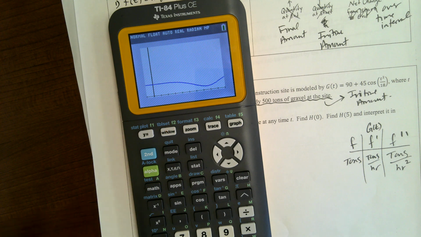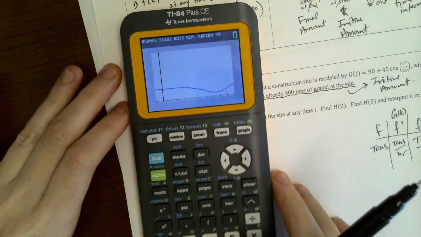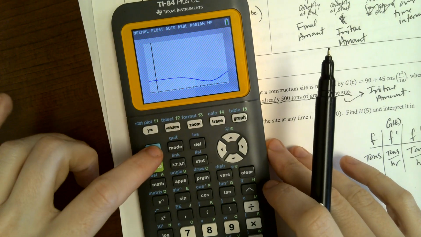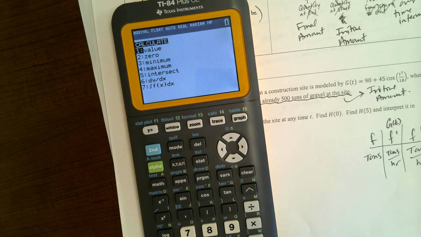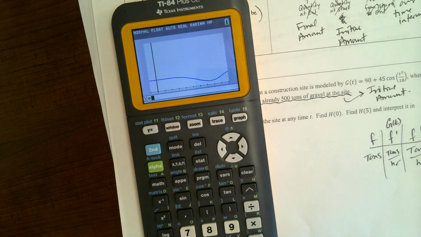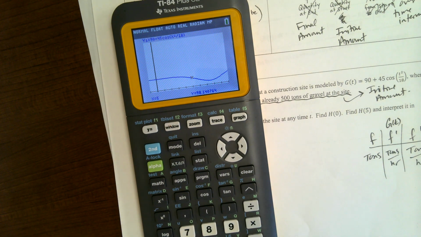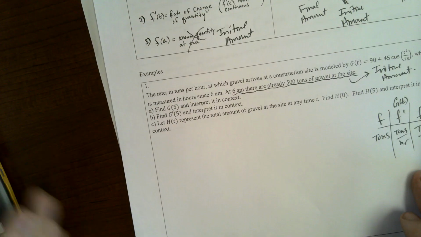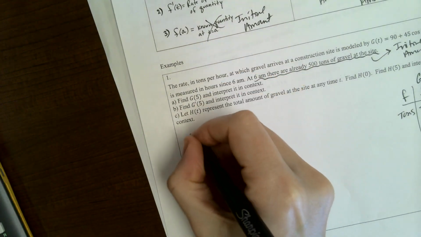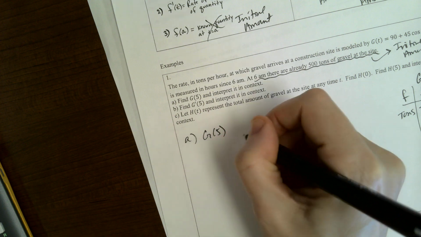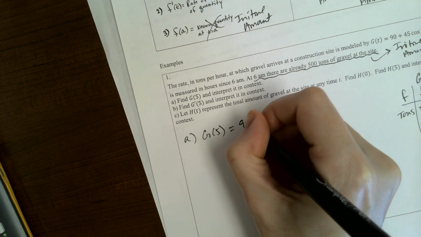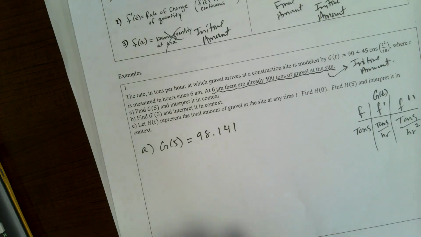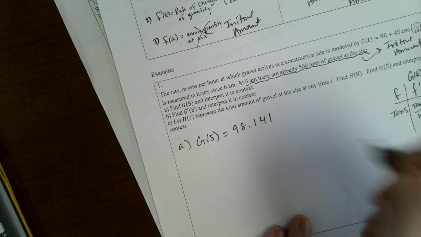Okay. All right, now guys, we're gonna do a couple things in here. This is the graph of G. If you wanna find G of 5, you can go second, then trace for calc, and then value. Then I hit 5, and that is gonna give me G of 5. All right, so this is A. You should be doing this along with me. So G of 5 equals 98.141. And what are the units on G? Tons per hour.